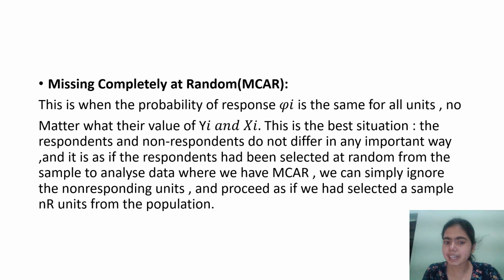Missing completely at random. This is when the probability of response phi i is the same for all units, no matter what their values of phi i and xi are. So this is the definition of missing completely at random. You can see from here.